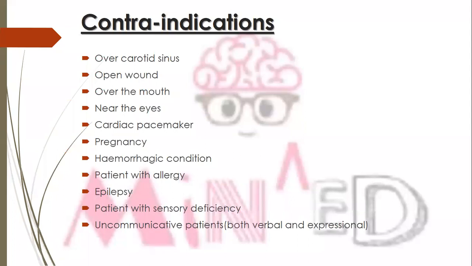Contraindications: at the carotid sinus or near the area of the carotid artery, you don't have to apply it. Over an open wound site, it is very contraindicated, also over the mouth, near the eyes, and in patients having a cardiac pacemaker. If a patient has a shoulder pain or a pain at the front side of the chest on the left side, and you are applying the TENS near that area, it may harm the activity of the pacemaker and the patient may die.